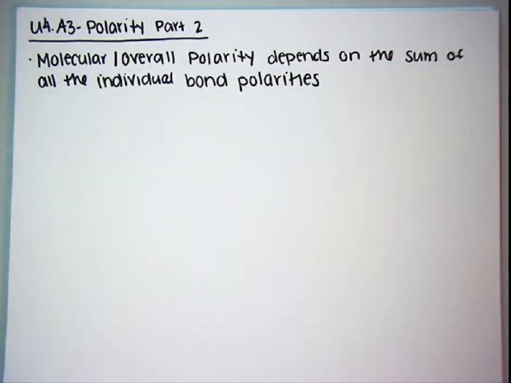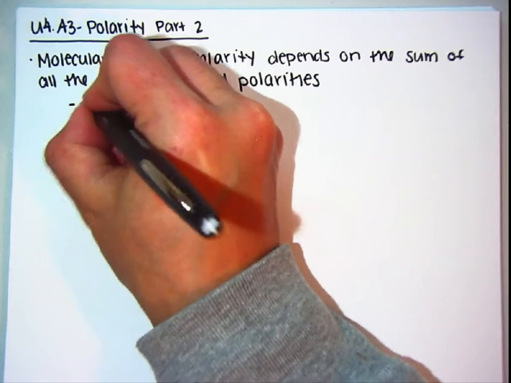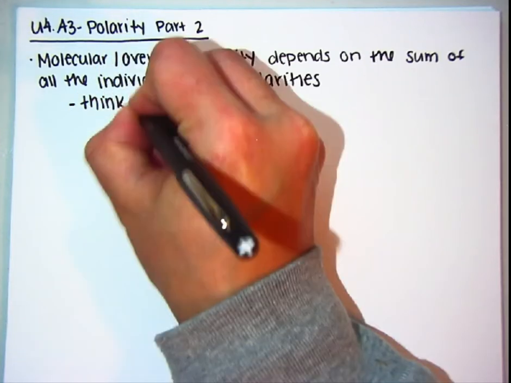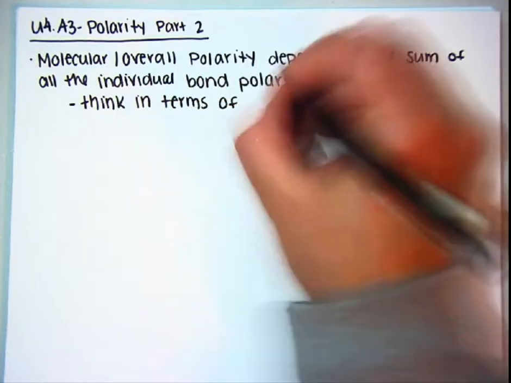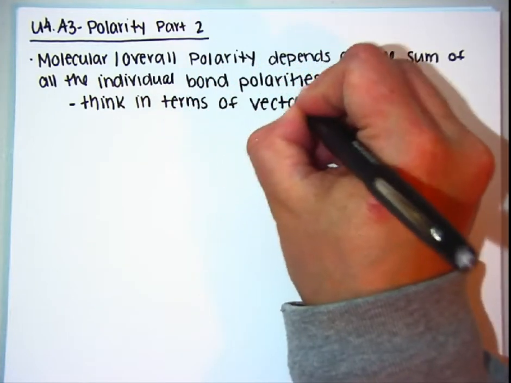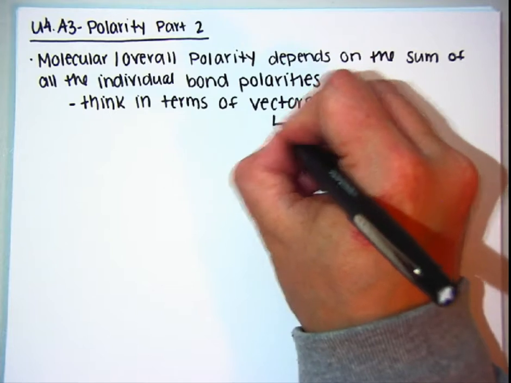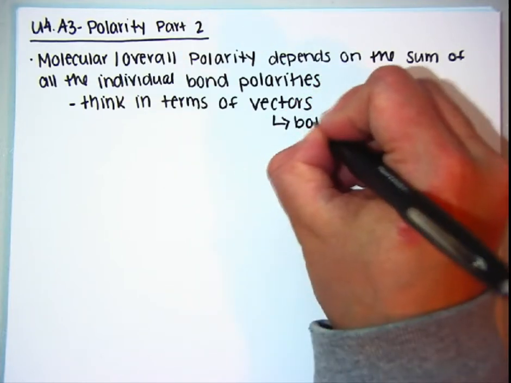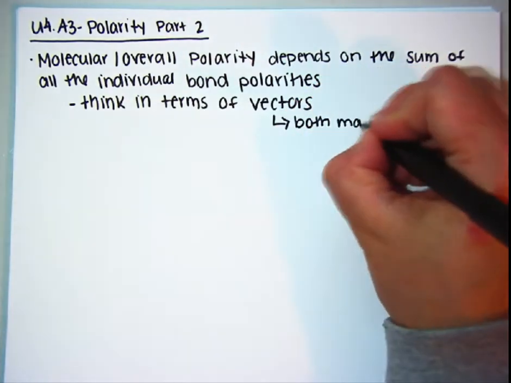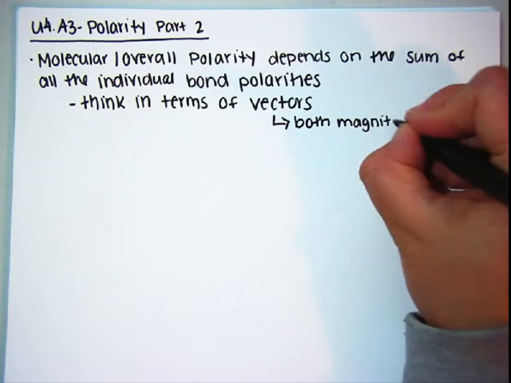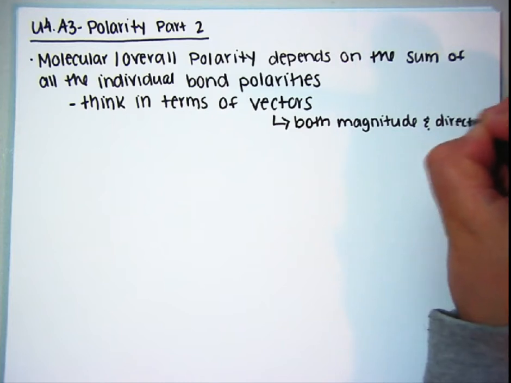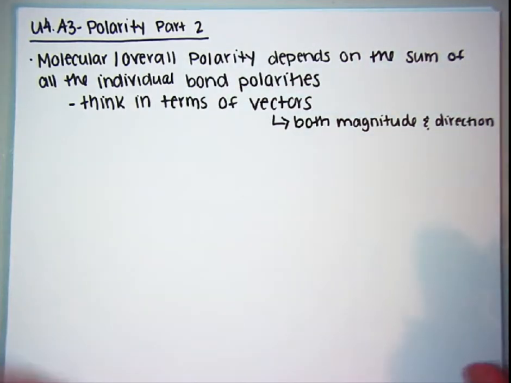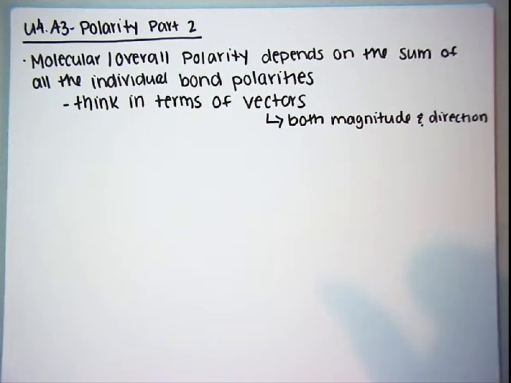I'm going to bring us back to physics. Think in terms of vectors. And remember that vectors deal with both magnitude and direction. Magnitude is going to be the difference in electronegativity. Direction we'll look at in just a second.